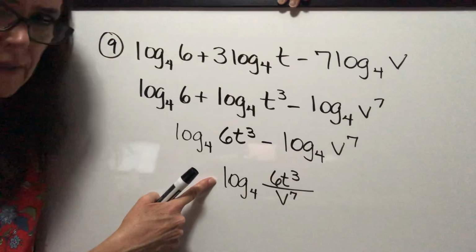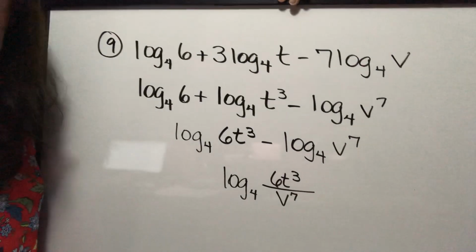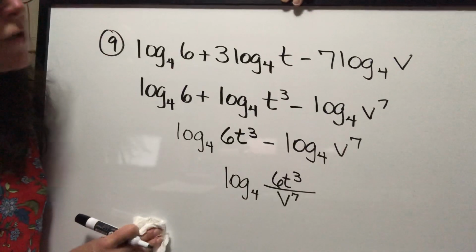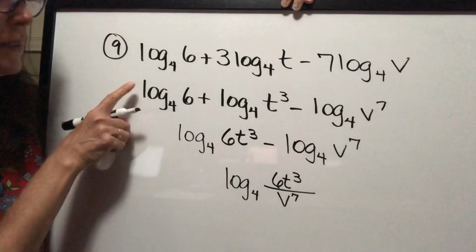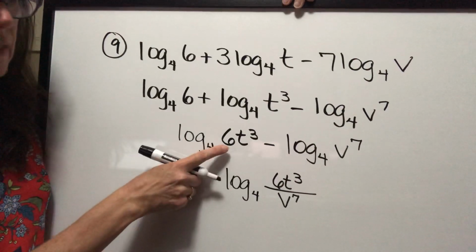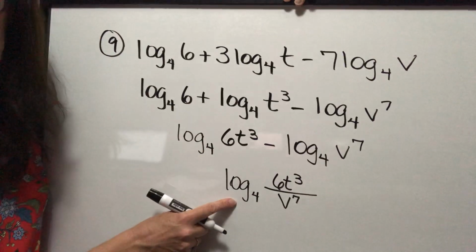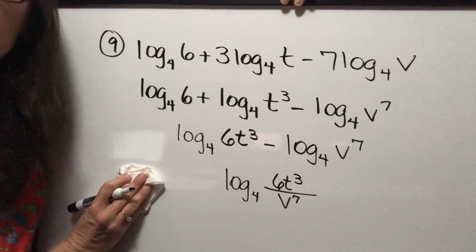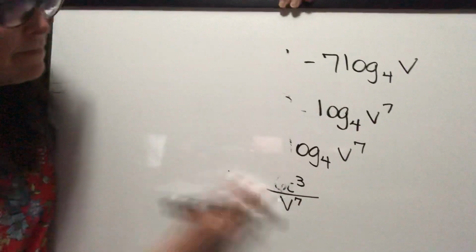So you want to keep going until you have just 1 log left. That's how you condense. So notice we had to use all 3 of the properties on this one. So we first did the power property back here, then we did the product property, and then we did the quotient property. So sometimes you have to use all of them in one problem. All right, so one more.